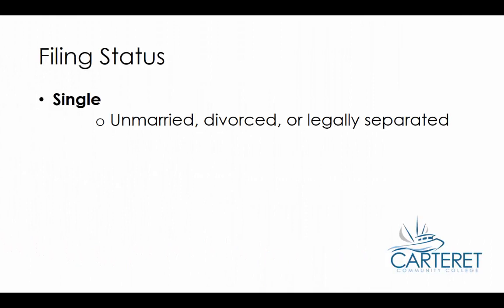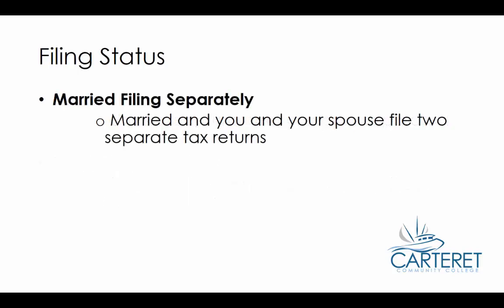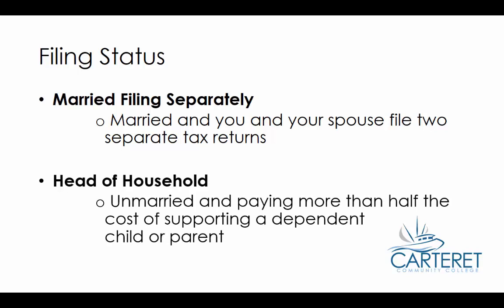The standard deduction and tax calculations depend on your filing status. The following is a basic outline, and you should always consult your tax preparer on how best to file your individual tax returns. There are four main filing statuses. Single, which is unmarried, divorced, or legally separated. Married filing jointly, you and your spouse file a single tax return. Married filing separately, married and you and your spouse file two separate tax returns. And head of household, you're unmarried and paying more than half the cost of supporting a dependent child or parent.